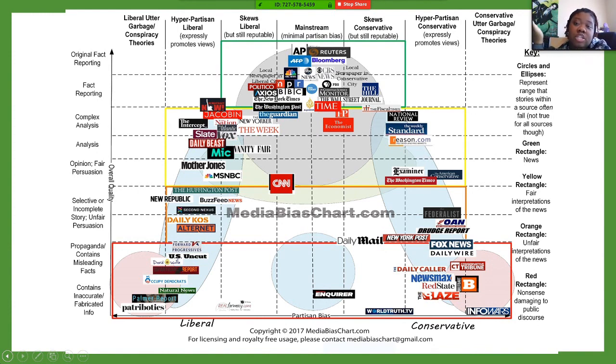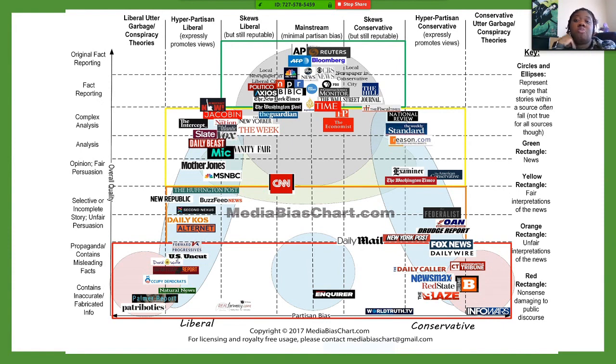It also has categories for mainstream, leans conservative, liberal, etc. And so, if you want to know what is top notch mainstream news that contains the least amount of partisan bias, that's the Associated Press and Reuters. And then Bloomberg, which is weird because Bloomberg ran for president. ABC News, CBS, NBC News.